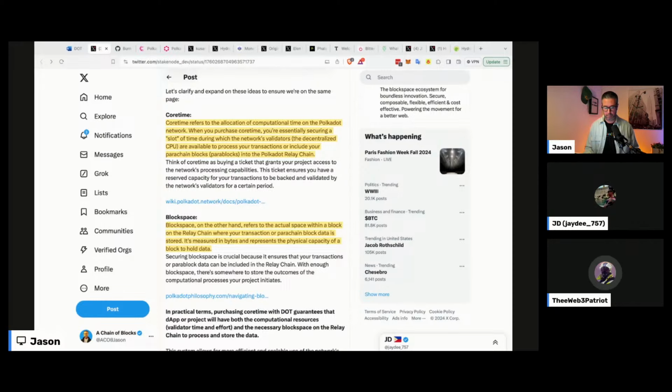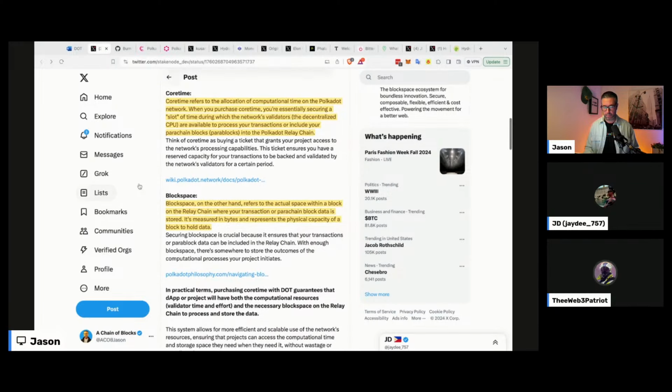The idea is to go from a fixed to a flexible core time. Right now we have the parachain lease model, so we're going to move away from that, where you have to lease the core time space for 2 years, and then you have to lock up a certain amount of dot with the crowdloan.